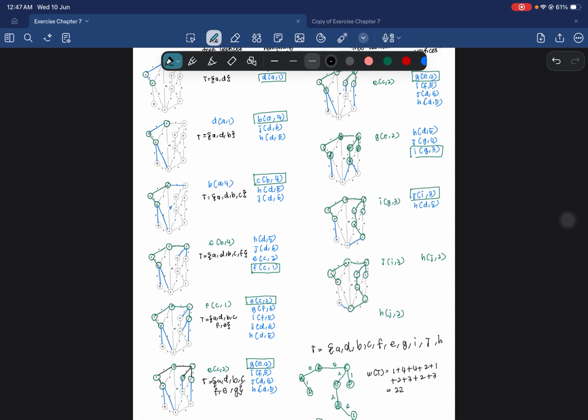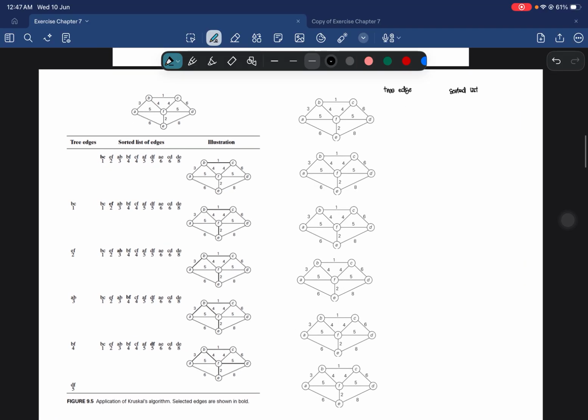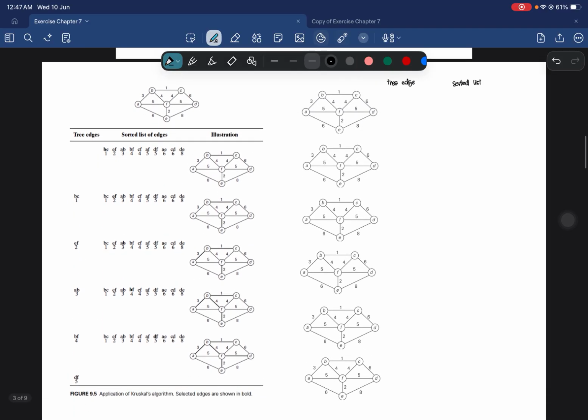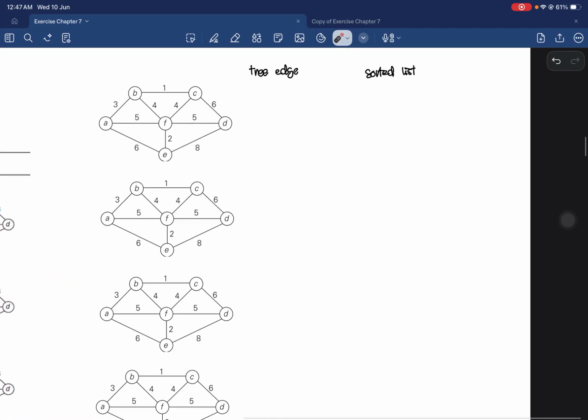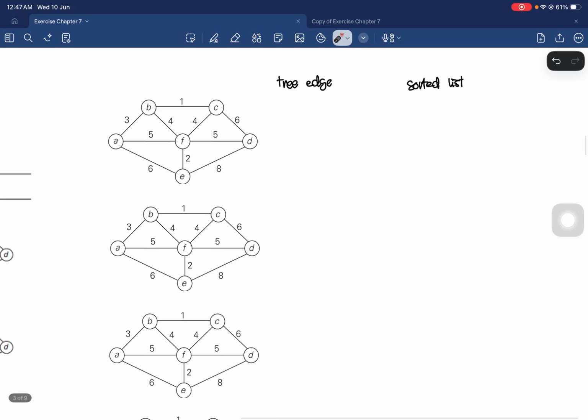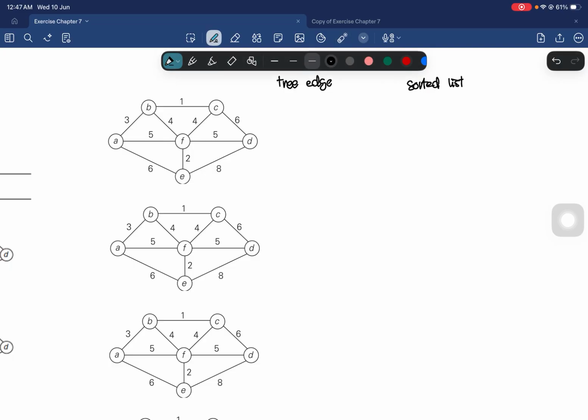Next, we move on to the example for Kruskal's algorithm. Let me help you solve it step by step. To solve this step by step, we need to list down all the sorted lists, all the edges between node to node. But we need to sort it in increasing order. Okay, we will start with 1. B to C is 1, and next F to E is 2. Next is 3.